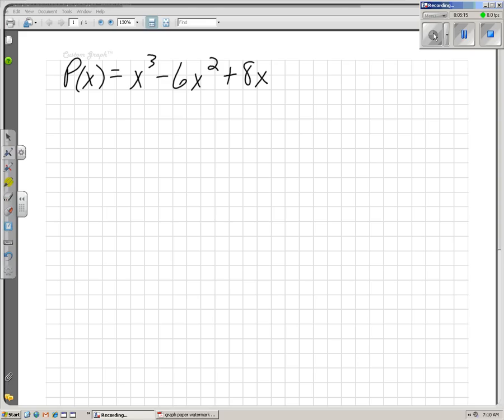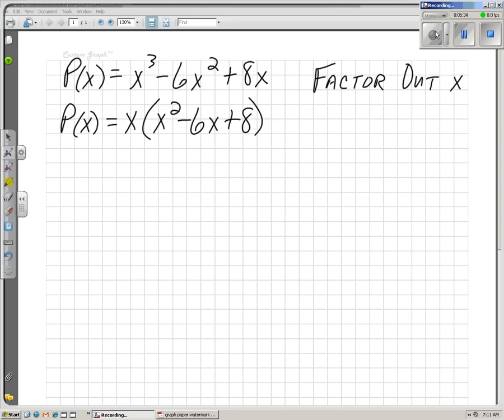How about this one? What do I know? I know it has 3 zeros, and I know it looks something like this because it's an x cubed graph. I noticed that there's an x term in all 3 of those terms, so I'm going to factor out that x. So why don't you guys pause the video and see if you can do this one by yourself. So I factor out my x. I take a peek at the graph on my graphing calculator, and it looks like maybe 0, maybe 2, and maybe 4 are my zeros.